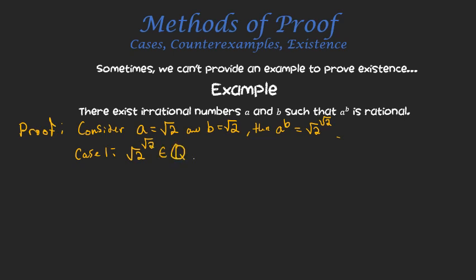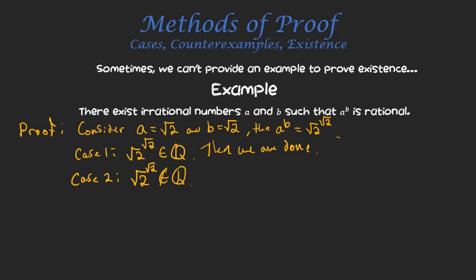So if it turns out that this really is rational, then we're done. Right? We've given two irrational numbers, square root of 2 and square root of 2, such that square root of 2 to the square root of 2 is rational. Then we are done. So if it turns out square root of 2 to the square root of 2 is rational, we have nothing else to do. But maybe it's not rational. So case 2, what if square root of 2 to the square root of 2 is not rational?